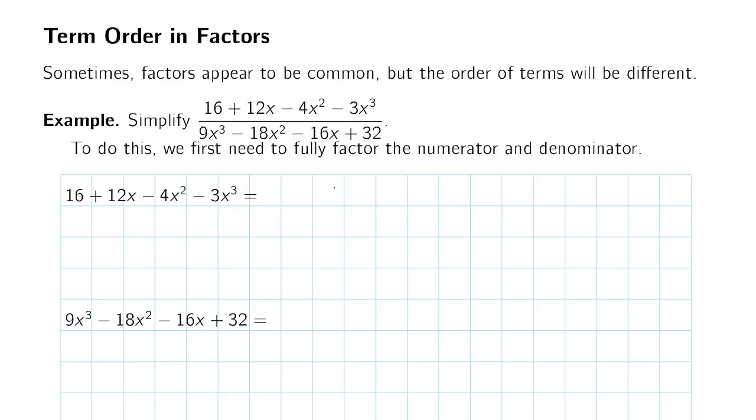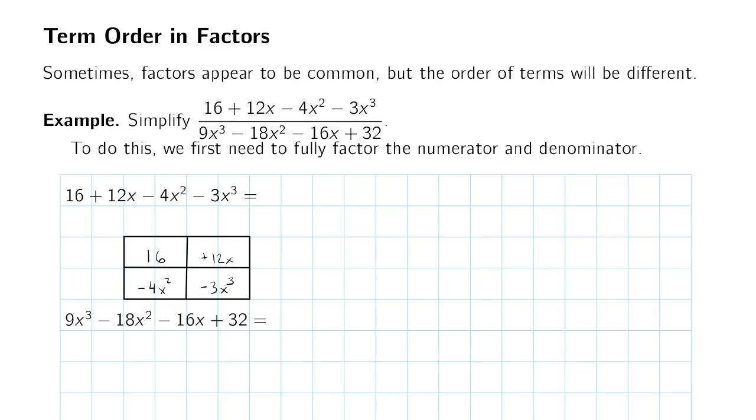16 plus 12x minus 4x squared minus 3x cubed over 9x cubed minus 18x squared minus 16x plus 32. Each of these has four terms, so we'll factor each one by grouping. For the first one, filling in our terms in the order we come, we have 16 plus 12x minus 4x squared minus 3x cubed.